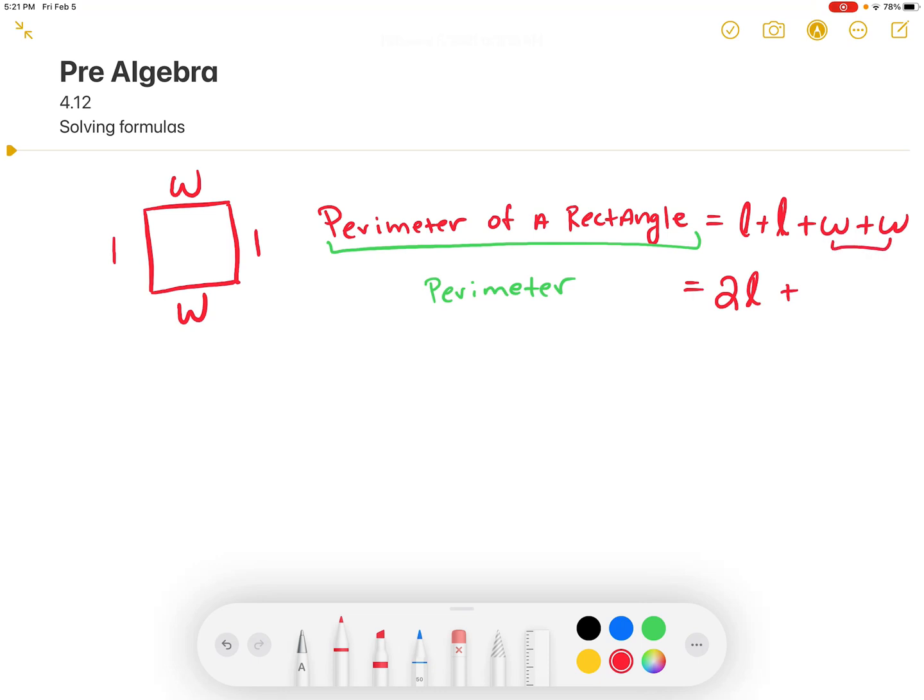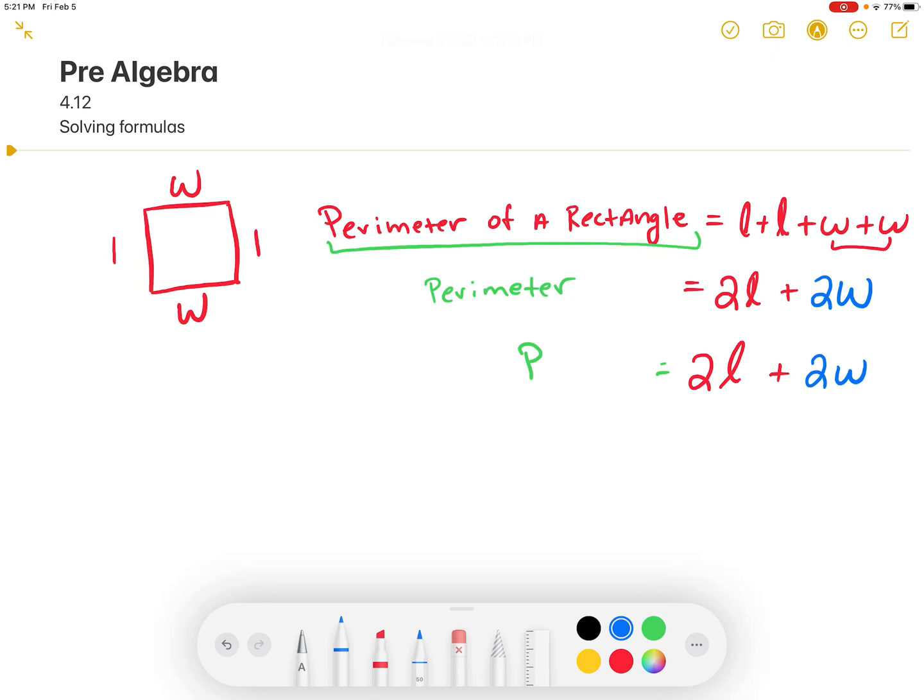And then what can we say about the width? Well, there's two of those. So we can say it's also the width twice, or 2 times the width. Width plus width is the same thing as saying 2 times W. Therefore, the perimeter of any rectangle is 2 times the length plus 2 times the width.